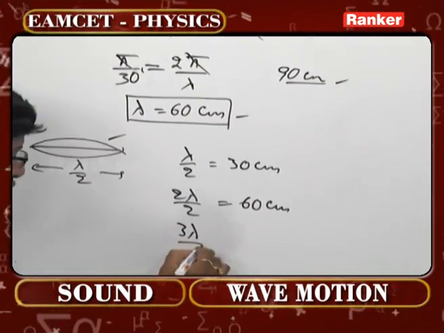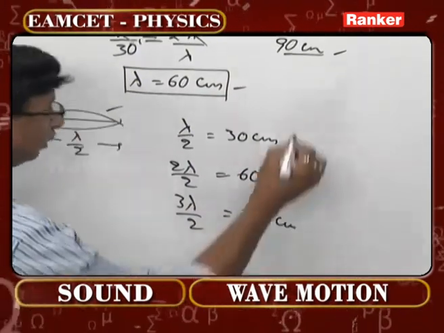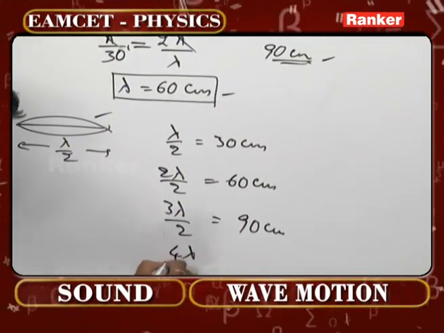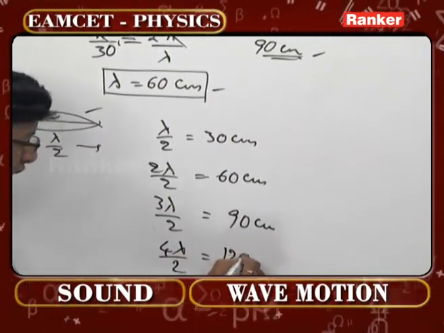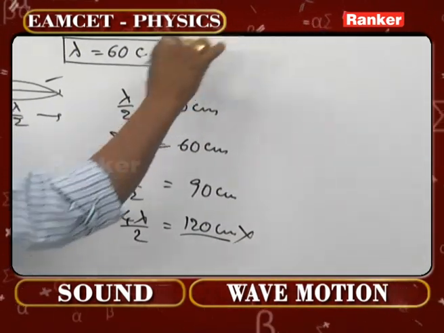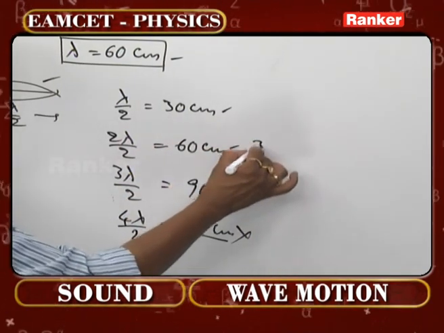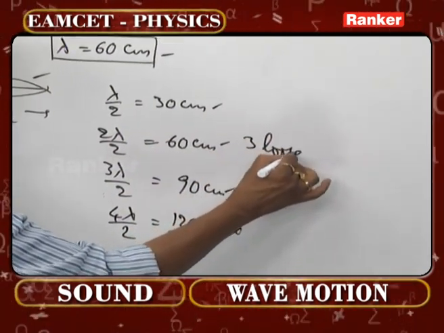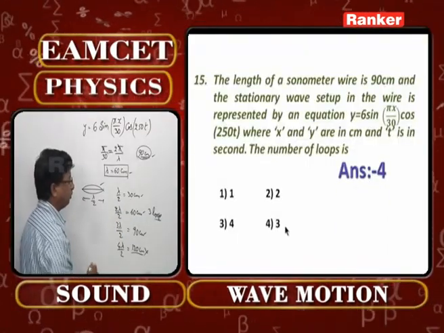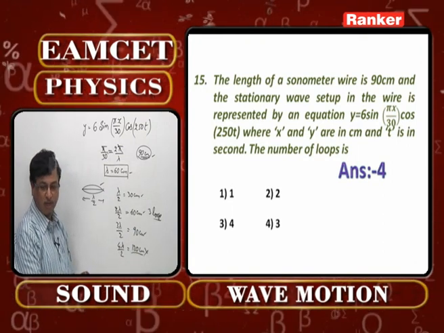3 lambda by 2 will now be 3 into 30, 90 centimeter. The length is 90 centimeter, therefore third loop also is possible. If I go for 4 lambda by 2, 120 centimeter I will get, which is not possible because the length is going to be 90 centimeter only. So how many loops are going to be formed over here? Simply 3 loops are going to be formed. Check that option number 4. It is exactly given as 3 loops as such. So this is the concept for this question number 15 as such.